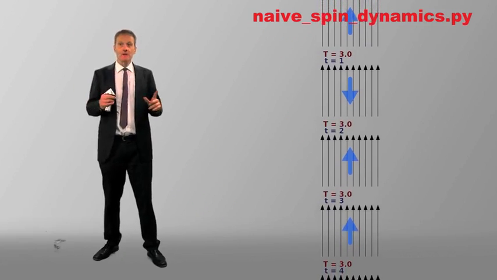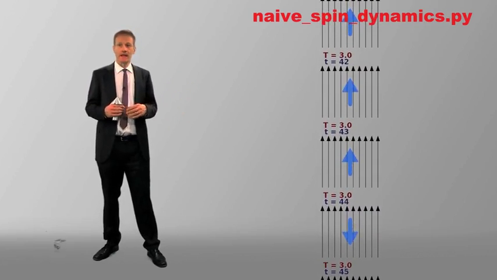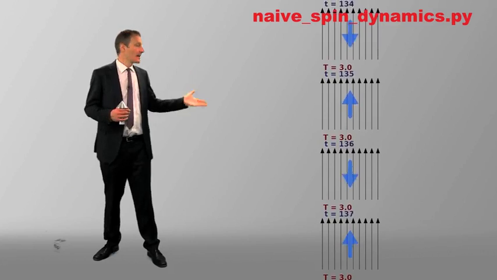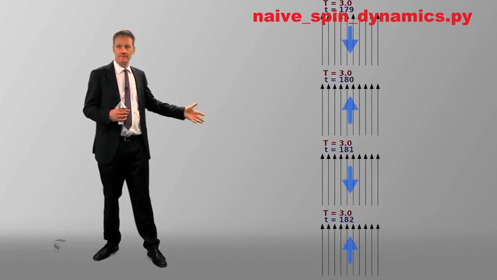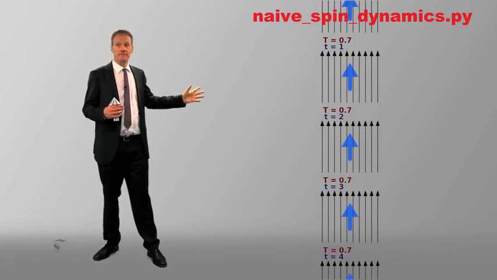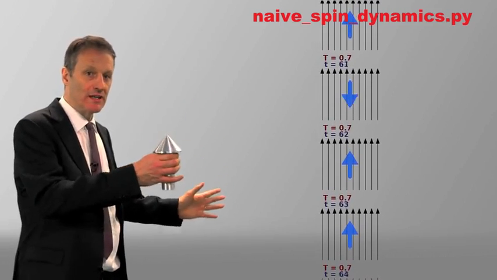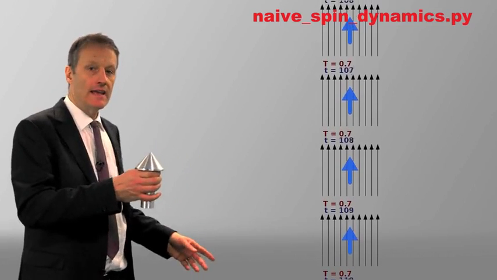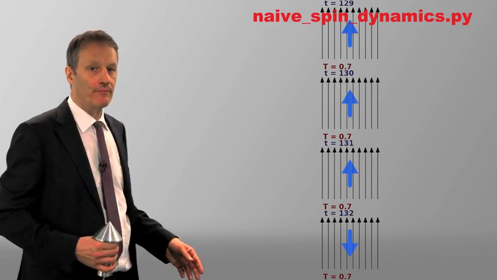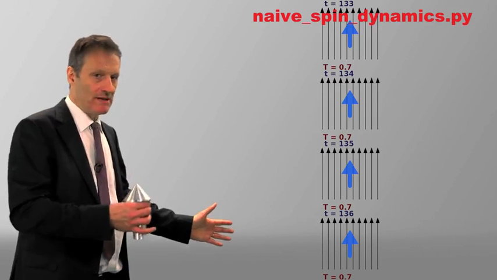So now let's look at the movie version of naive_spin_dynamics.py. Here is output of this program at high temperature. There are a lot of flips. And here is output at lower temperature. You see, for a long time nothing is happening. The spin is in the up position. Then there is a flip, immediately followed by a backflip. And then followed by a long desert of the spin being up.